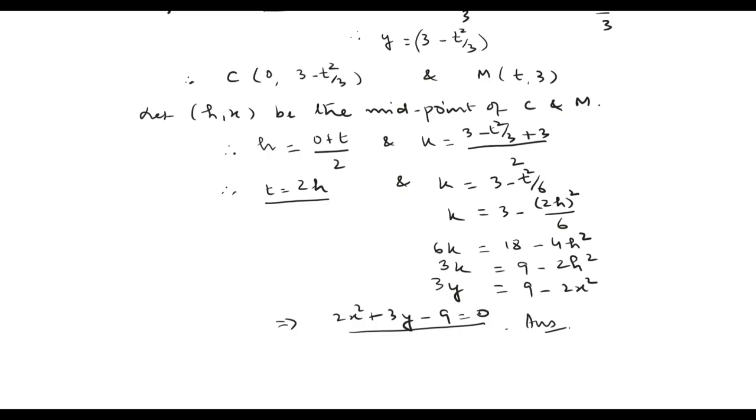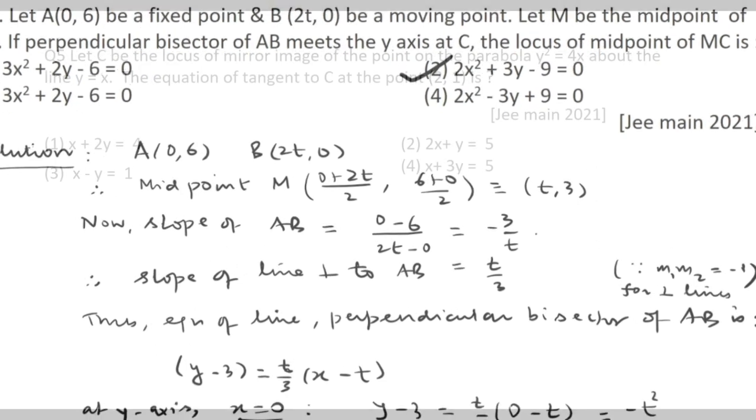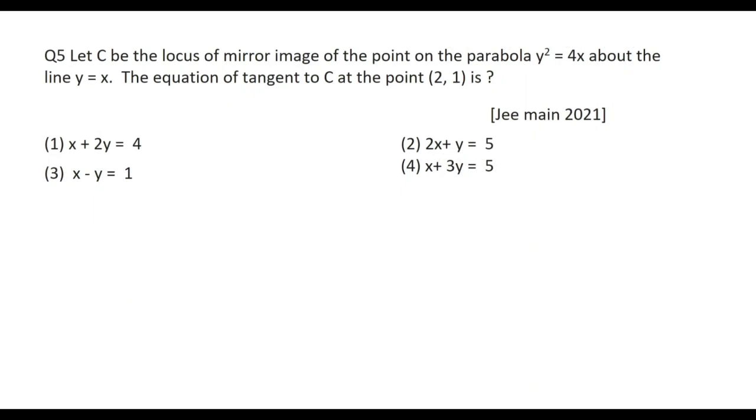Let's look up the answer key options. Let's see. So you see that the second option is the right answer. Let's go to the fifth question. Let's see, the locus of the mirror image of a point on the parabola y square equal to 4x about the line y equals to x.